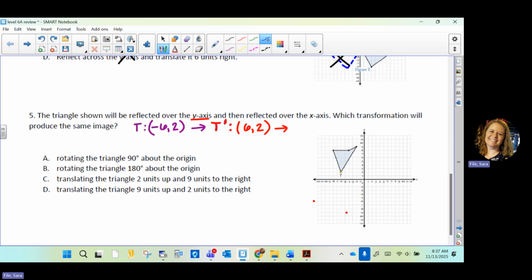Then I'm going to reflect over the x-axis. So my T double prime: when you reflect over the x-axis, the x stays the same. So it was a 6, so it stays 6, but the y changes. So now the y is going to change to -2. So this is where T ends up after both reflections. They're asking which of these would also make that same change. Which of those would also get your x, y to have those same effects?